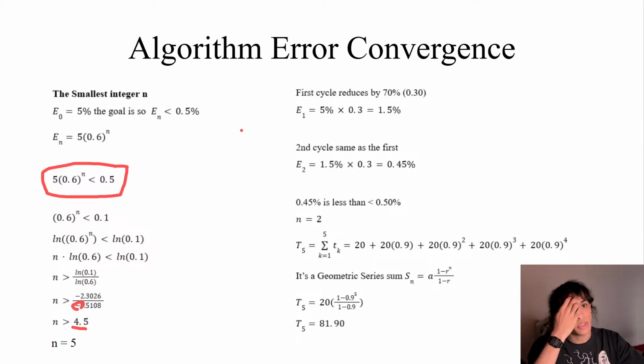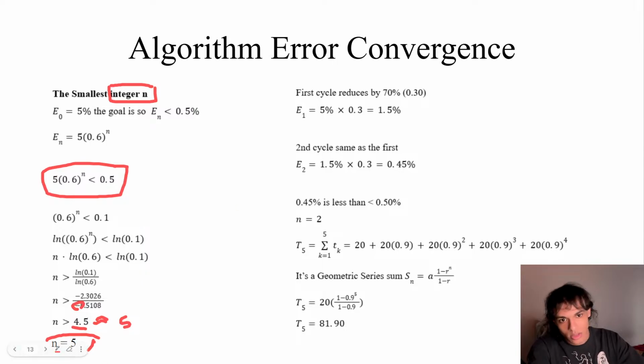So 4.5 is not an integer. We need an integer number, okay? So this is roughly equal to 5, so we can round it up to 5. So we take the number of cycles, n, as 5.